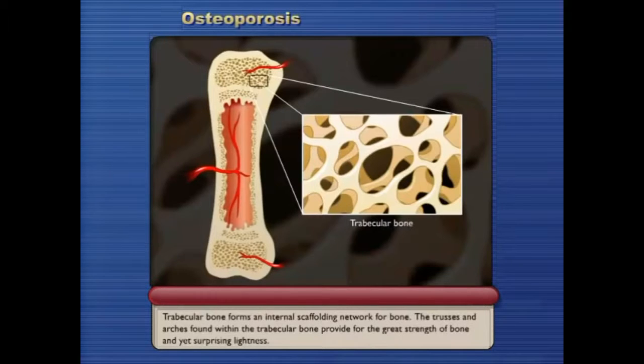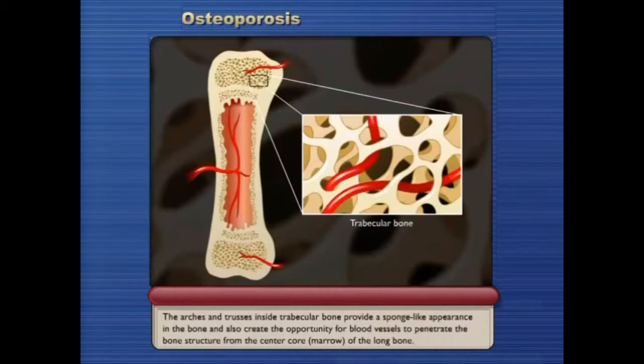The trusses and arches found within the trabecular bone provide for the great strength of bone and yet surprising lightness. The arches and trusses inside trabecular bone provide a sponge-like appearance in the bone and also create the opportunity for blood vessels to penetrate the bone structure from the center core, marrow, of the long bone.